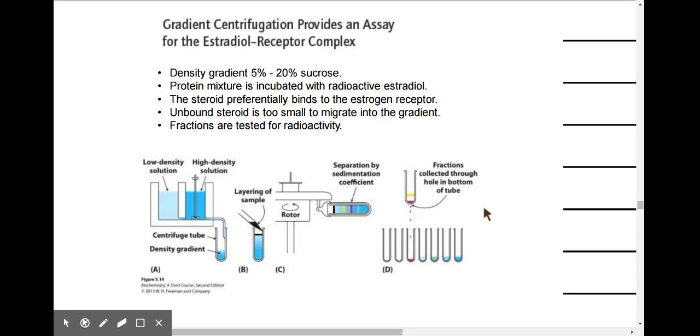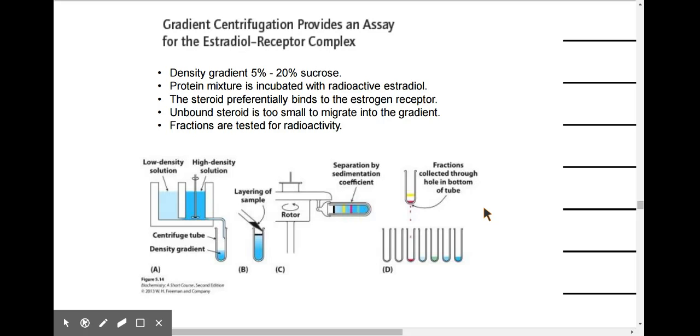And you see there's still a black line up here because some of those species in that mixture may not be able to penetrate the medium that we have. We can poke a hole in the bottom and separate into fractions. And we can use this for the estradiol receptor complex. The estrogen receptor binds to estradiol fairly tightly, so we can use this to determine whether or not we have the complex.